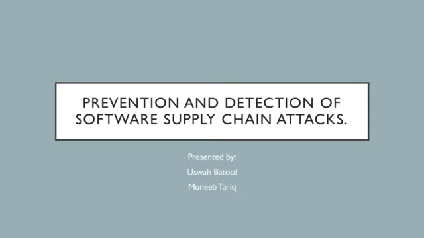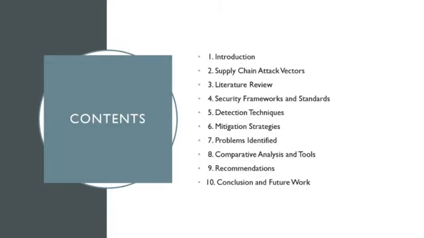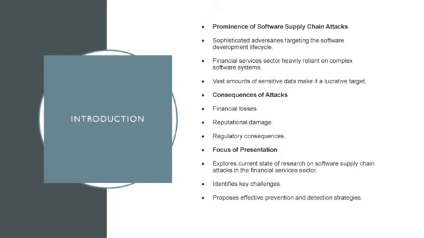So here is the table of contents. This is the content for this presentation. First of all, we will do the introduction, and then supply chain attack vectors, and then we will discuss the literature we have reviewed, and then the security frameworks and standards, and then the detection techniques, and then the mitigation strategies, and then the problems identified to detect these attacks, and then the comparative analysis and tools, and then at the end we will present the recommendations, the conclusion and the future work. So let's start with the introduction.